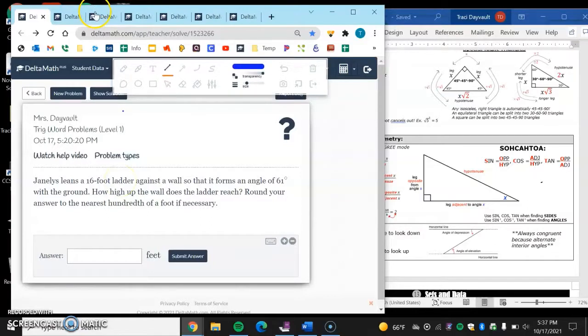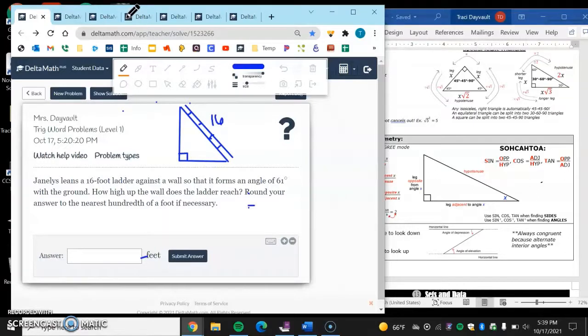All right, let's look at leaning a 16-foot ladder against the wall. And I told you when we did word problems with Pythagorean theorem that the ladder is usually going to be the hypotenuse because it's usually leaning up against something that makes a right angle. Usually we have the ground and a building or something, and so the ladder is usually at a diagonal. All right, so we have a 16-foot ladder. I'm going to go ahead and mark that this ladder is 16 feet.